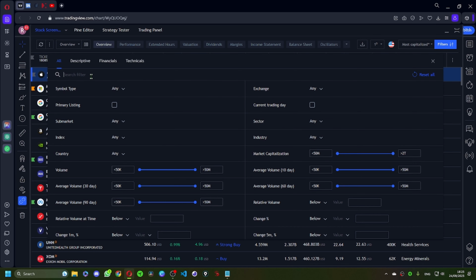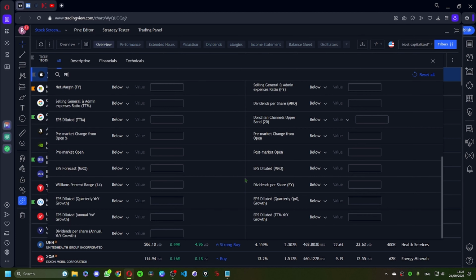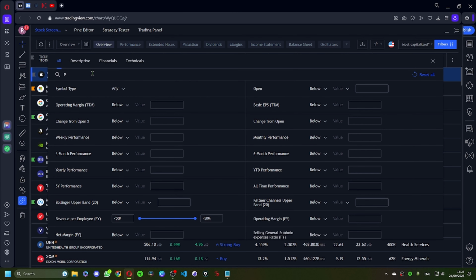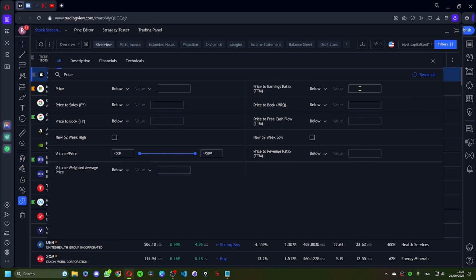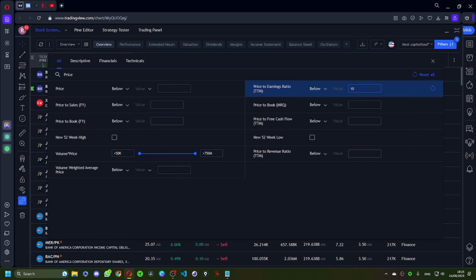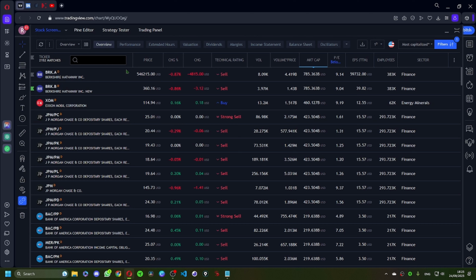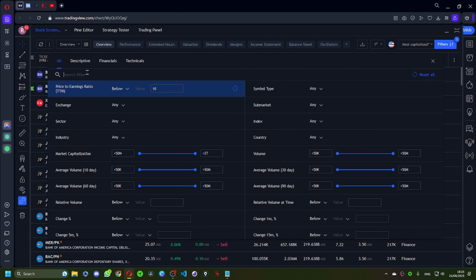So I like to use a ratio called the price to earnings ratio. I think it's going to be this price to earnings ratio right here. And for example, you can only search for companies below a price to earnings ratio of 10. So you can see that we got 2,000 results. And then you can do whatever you want here and search for companies that match what you're looking for.